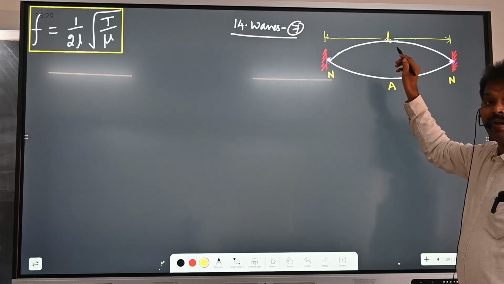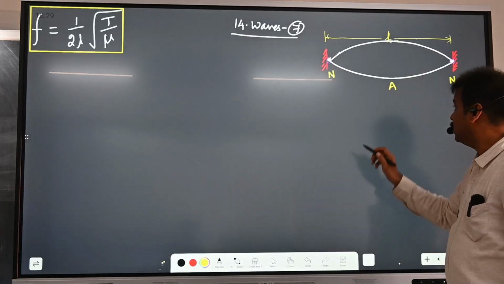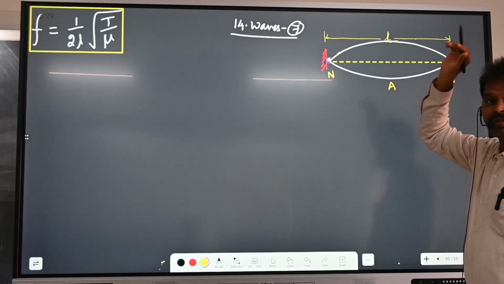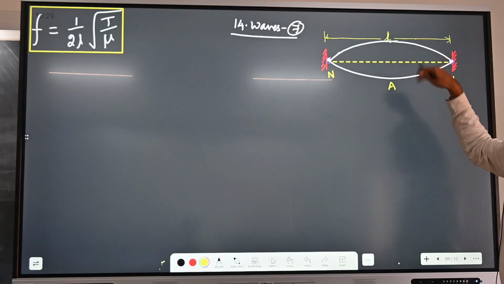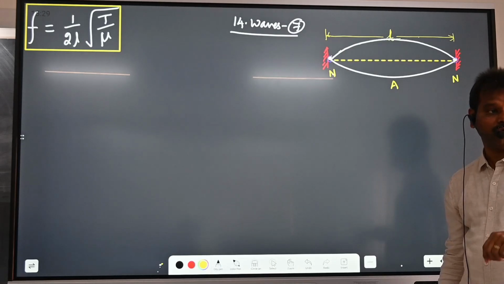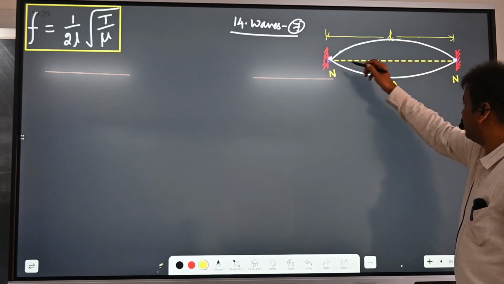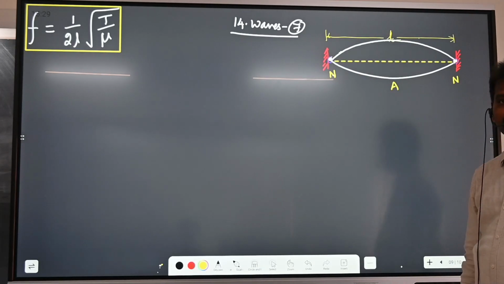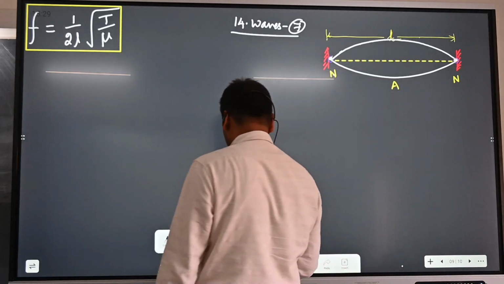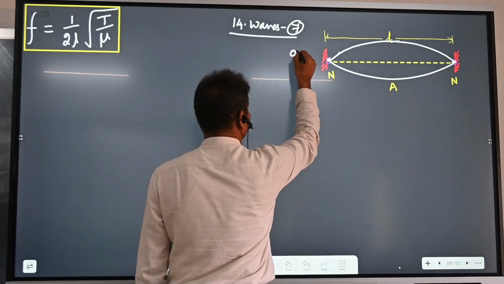The string is vibrating in one loop. This is the actual string taken and now it is vibrating, and the different particles of the string are vibrating with different amplitudes. This amplitude is always maximum and this amplitude is always 0. So then it is said to be vibrating in how many loops? Only one loop.